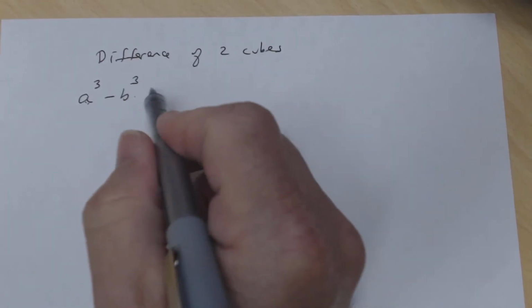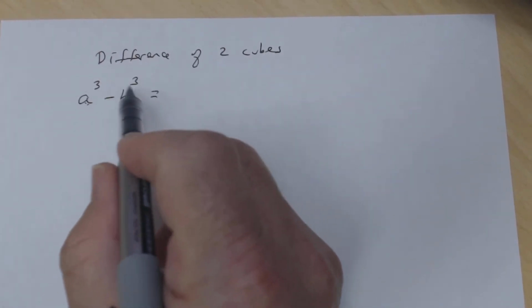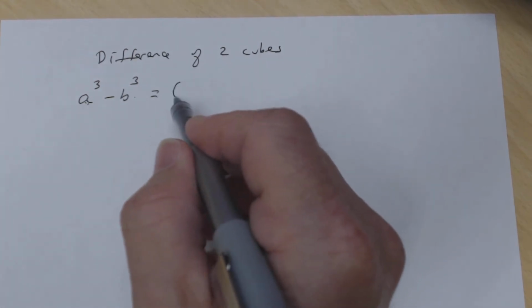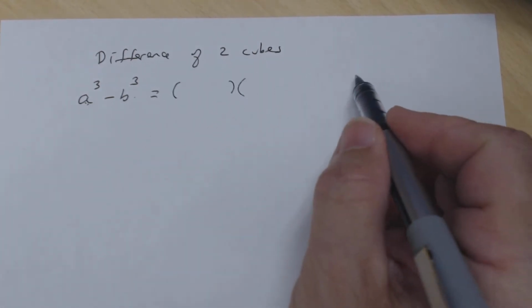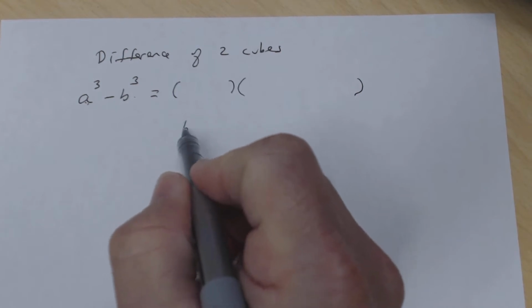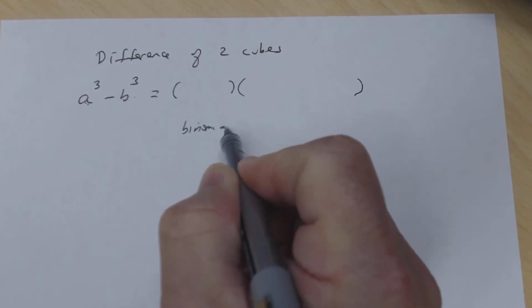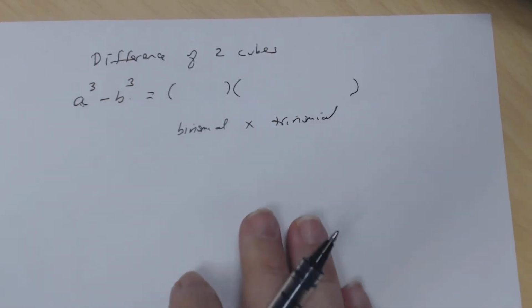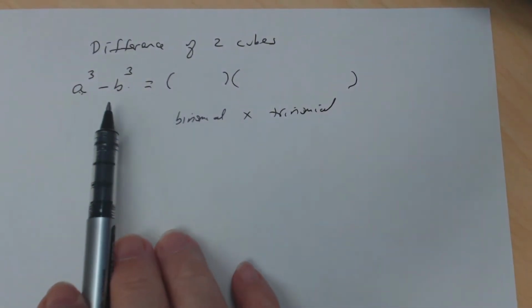Now it turns out you can factor the difference of two cubes this way. So you'll say, now it will be a binomial times a trinomial. A binomial times a trinomial. All right, and here's how you factor the difference of two cubes.